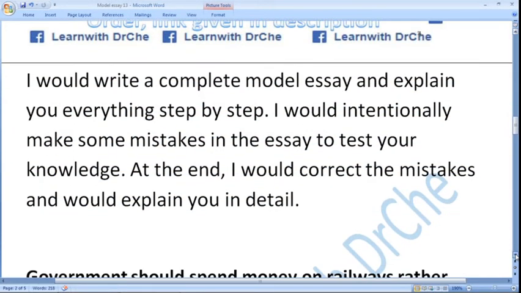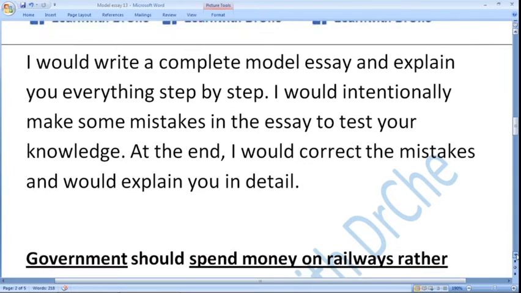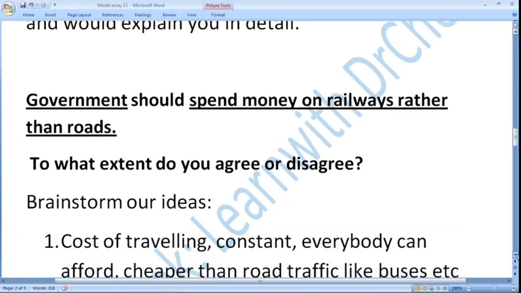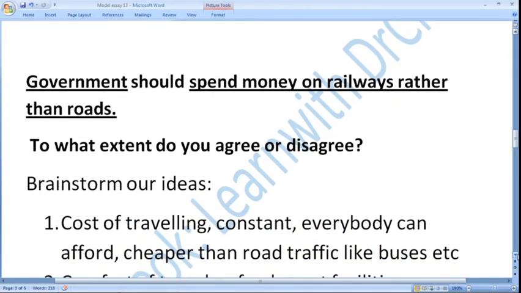I would write a complete model essay and explain everything step by step. I would intentionally make some mistakes in my essay to test your knowledge. At the end I would correct the mistakes and explain them in detail. This was the question: governments should spend money on railways rather than roads. To what extent do you agree or disagree?